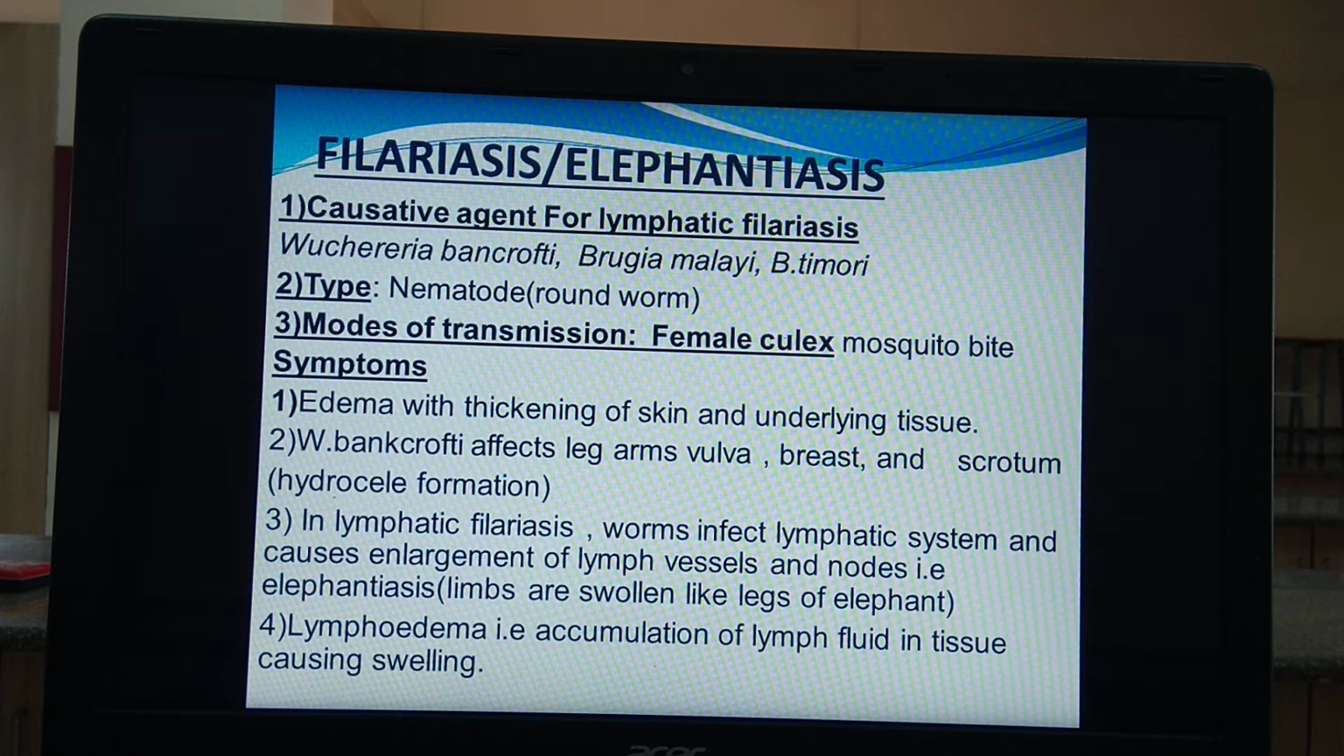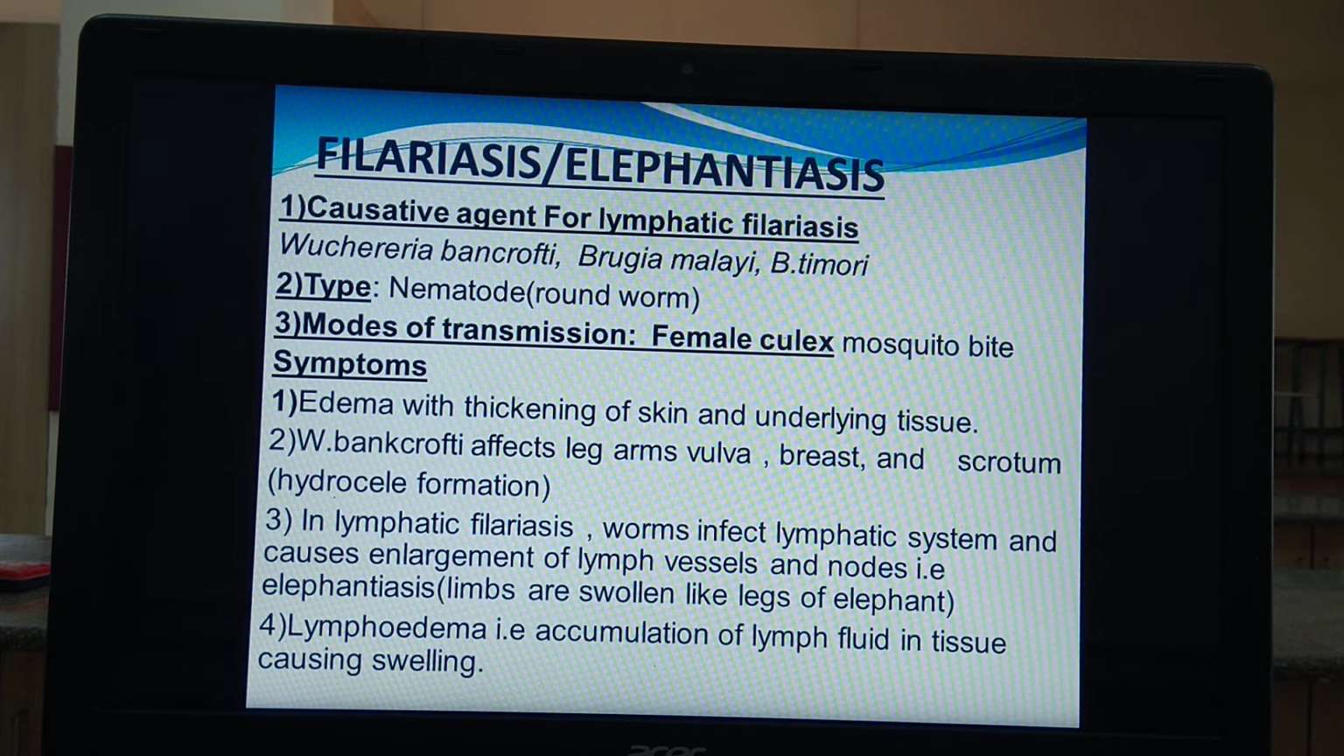Second point is Wuchereria bancrofti affects legs, arms and vulva, breast as well as scrotum. What is vulva? Vulva is part of the female reproductive system and scrotum is part of the male reproductive system. So in that region swelling appears, and one of the words used here is hydrocele formation, that is the swelling seen in the scrotum region in male individuals.